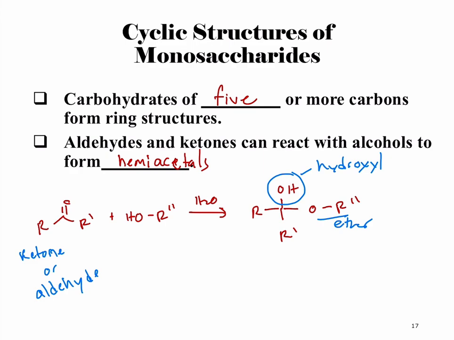And so here, these are between two different molecules, an alcohol and a ketone. But if we look at our carbohydrates, they have one side that's an aldehyde or a ketone, and on the rest of the molecule, we have alcohol groups. We have the hydroxyl groups, right? So this means we can have what's called an intramolecular reaction, where we have this reaction not between two different molecules, but two different parts of the same molecule. And so this is going to close the structure and form a ring.